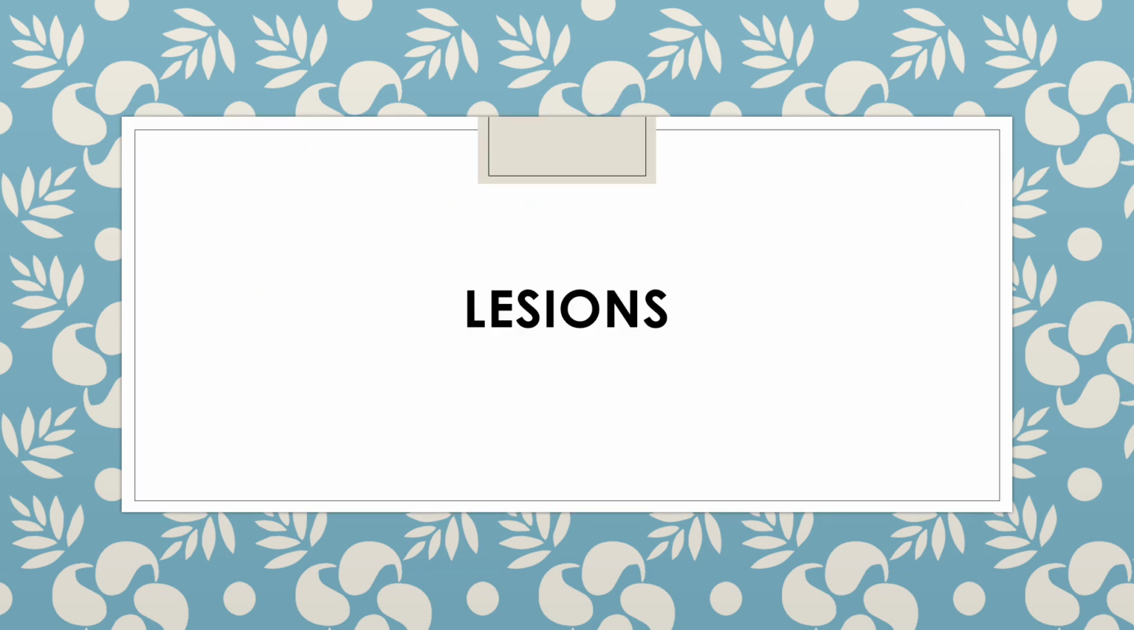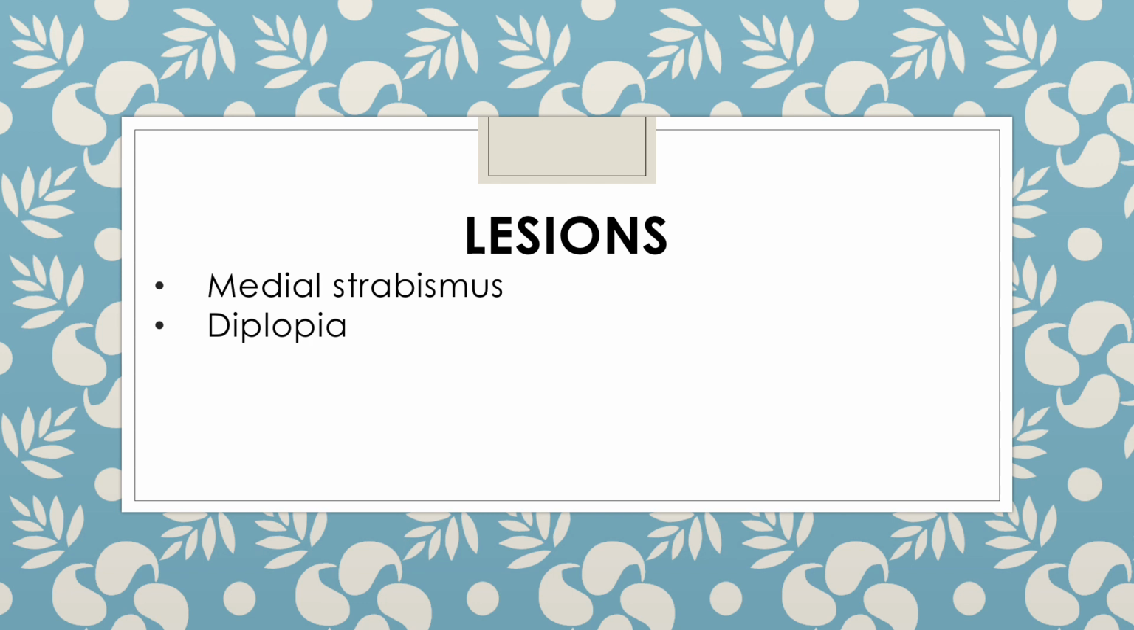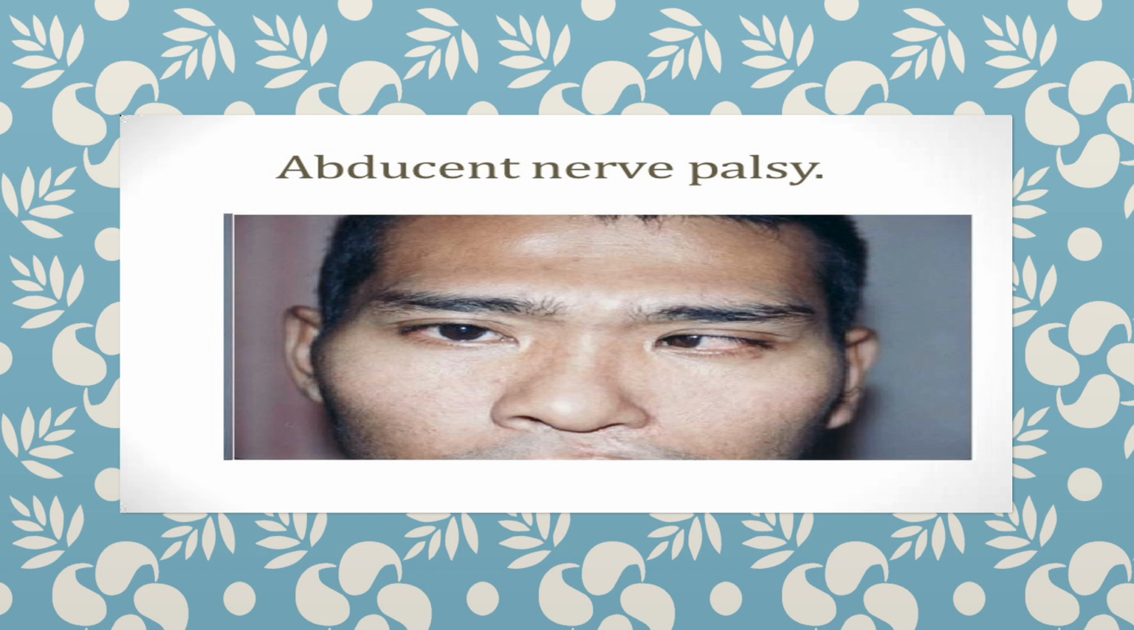Now we come to the lesions. Lesions of the abducens nerve, in case it gets damaged. There are two types of lesion that can be found in case of damage: medial strabismus and diplopia. The action of the medial rectus will be unopposed, and in anatomical position when the subject is looking straight, the eyeball will move medially because the lateral rectus is paralyzed due to lesion or damage to the abducens nerve. Medial rectus will pull the eyeball medially towards the midline.